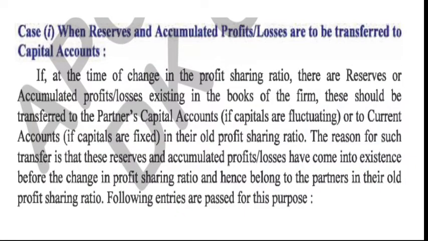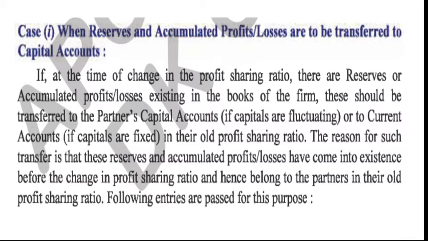Case 1. When reserves and accumulated profits or losses are to be transferred to the capital account. If at the time of change in the profit sharing ratio there are reserves or accumulated profits or losses existing in the books of the firm, these should be transferred to the partners' capital accounts or to the current accounts in their old profit sharing ratio. So if any kind of reserve or accumulated profit or loss is there, it should be transferred among partners' capital or current accounts in their old profit sharing ratio.